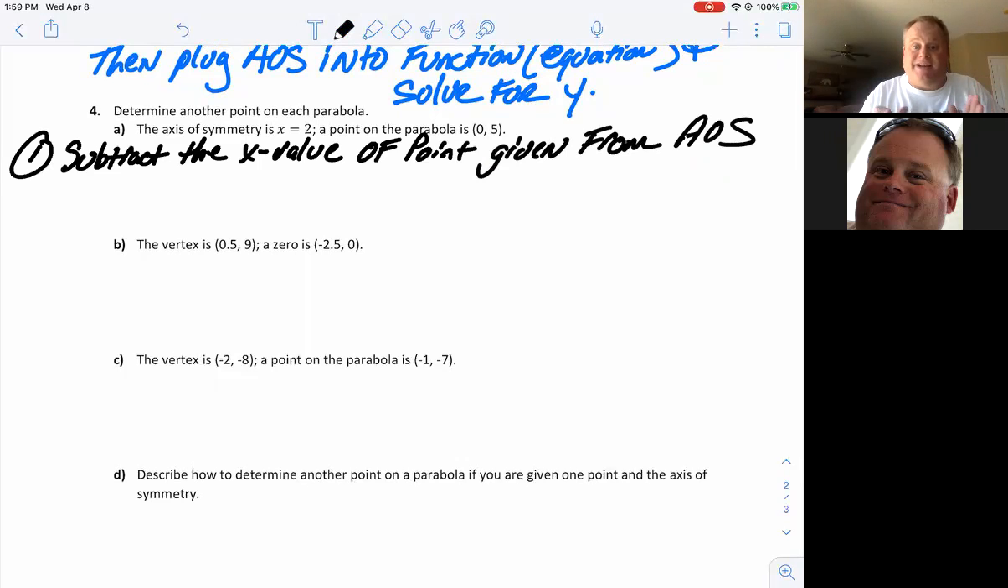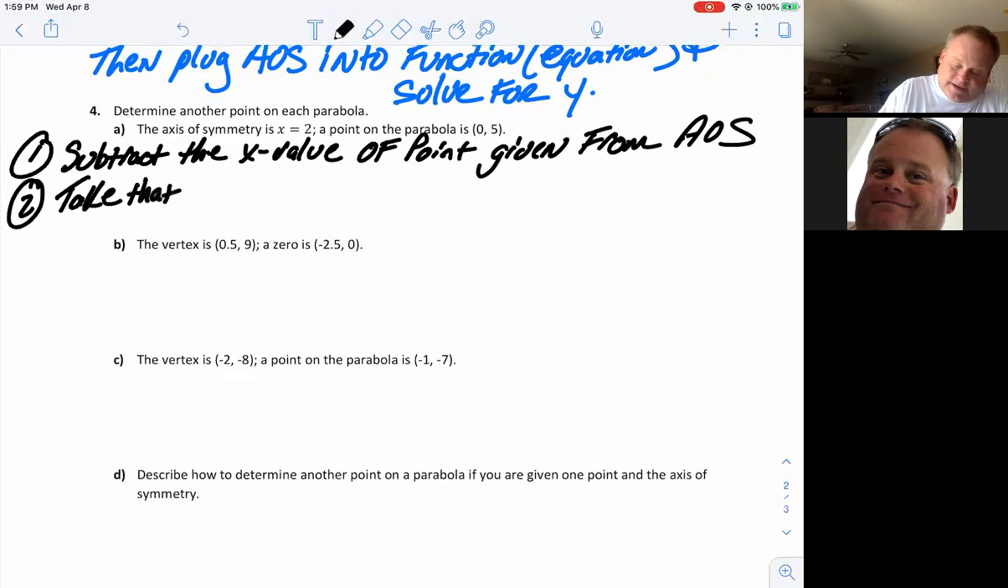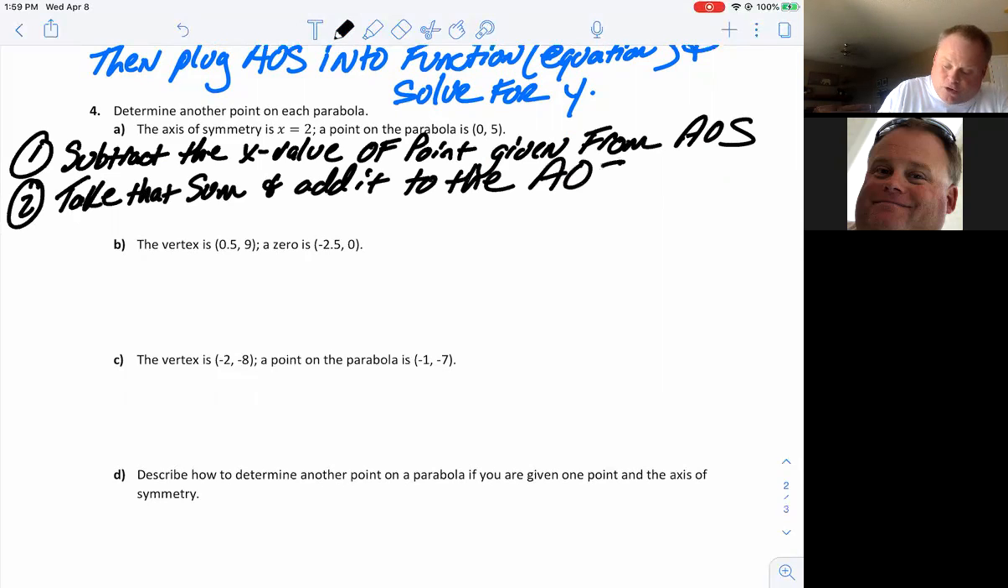AOS minus the x value of the point. Now I know it says subtract the x value of the point given from AOS. Remember, from AOS means AOS minus this. Then take that sum and add it to the AOS. Okay, those are my 2 steps written in English.